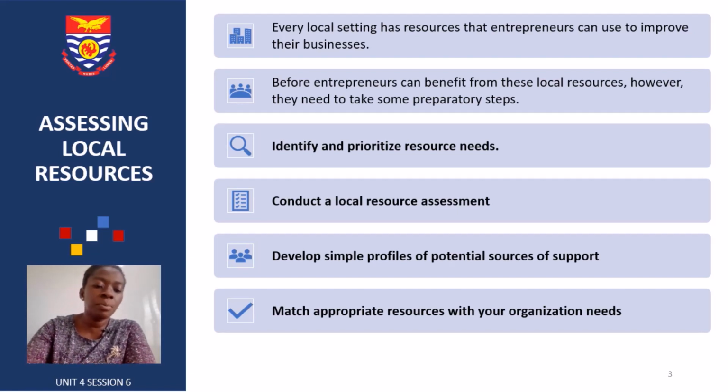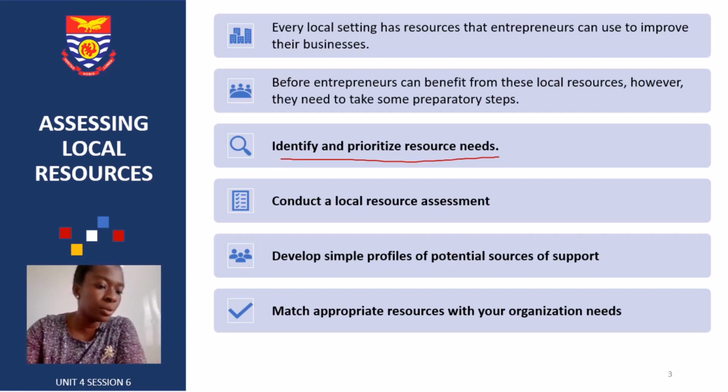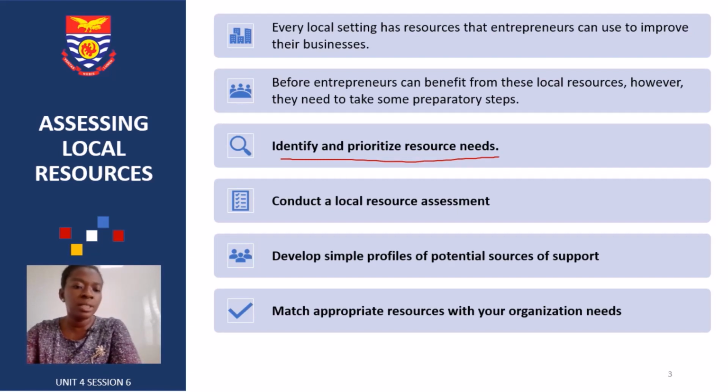The first preparatory step is to identify and prioritize your resource needs. So if you know you need people, you need to identify it. You know you need machinery, you know you need money, then you need to prioritize that. If I have the machinery, I don't have the people, it's going to affect me. I need more of the people, then I need the machines. You prioritize it in that order.